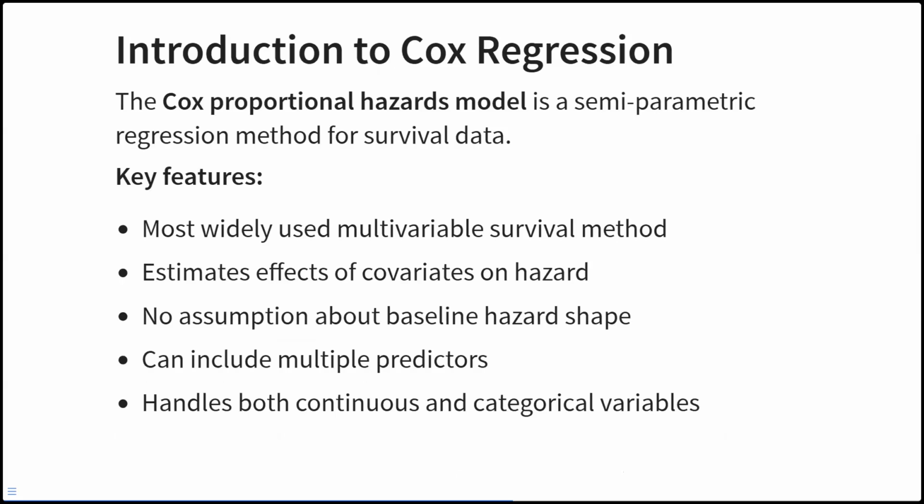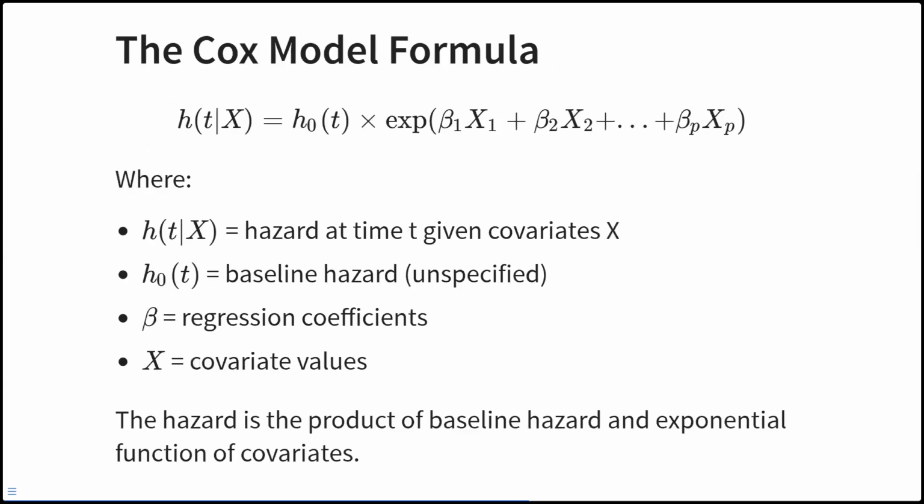Like now, if you look at the Kaplan-Meier curve we did earlier on, we only took age. But what if you want to check age and gender, or age, gender, and treatment, or age, gender, treatment, and race? It's going to be very difficult. So this is one of the challenges that the Cox regression is trying to solve. It estimates effects of covariates on hazard, and also there's no assumption about the baseline hazard shape, and you can even include multiple predictors, which I already explained, and it also handles both continuous and categorical variables.